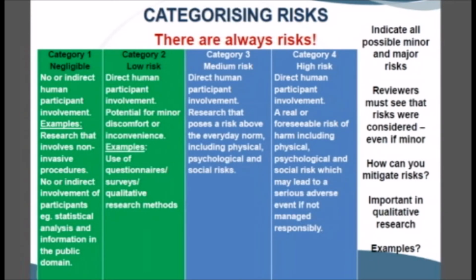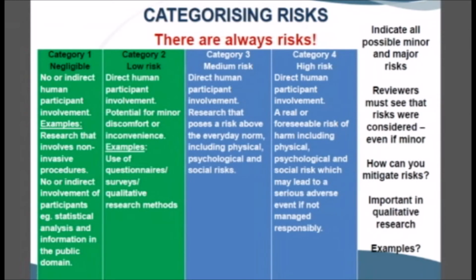Category 2, low risks, when you involve human participants. If there is a potential for minor discomfort or inconvenience, say for example, you have to schedule an appointment with them and they can't make it. So that happens if you, for example, want to do an interview with them, it might not suit them. So that is then a low risk. That is when you do questionnaires, surveys, qualitative research methods.